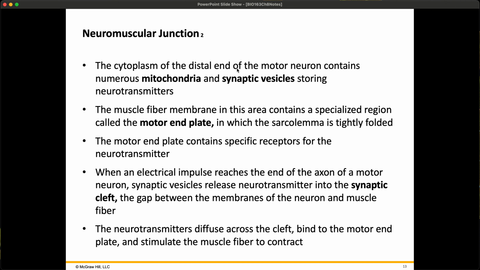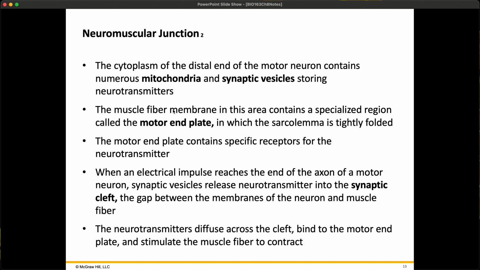So at the distal end of the motor neuron, it has a lot of mitochondria because it needs that to generate the energy for releasing its synaptic vesicles and bringing them back in. Synaptic vesicles, so this is just describing that these storage pods are at the synapse, and they contain that acetylcholine, that neurotransmitter.